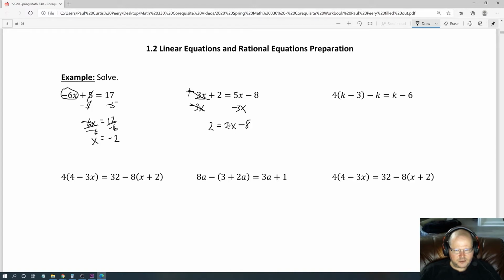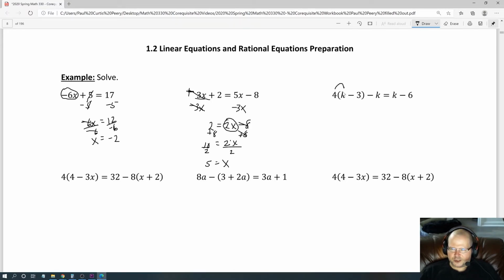Then you want to get the 2x by itself. So you undo the subtraction of 8 by adding 8. Whatever you do to one side, you do to the other. Those cancel out, leaving you 10 is equal to 2x. You undo the multiplication of x by 2 by dividing by 2. Whatever you do to one side, you do to the other, leaving me 5 is equal to x.